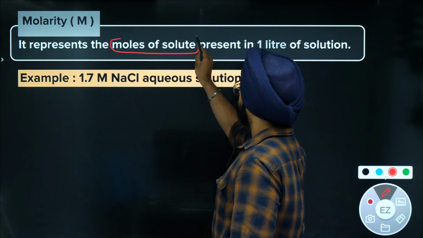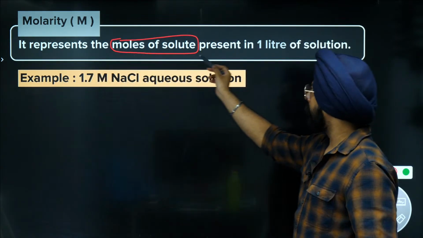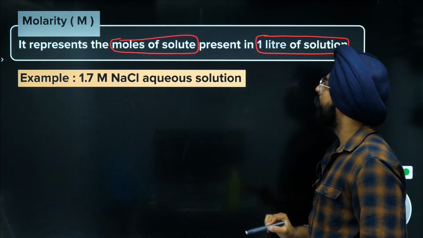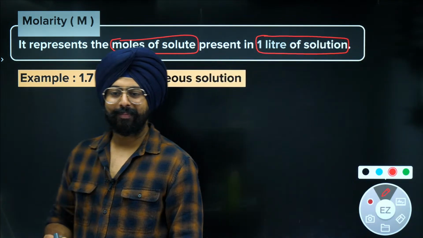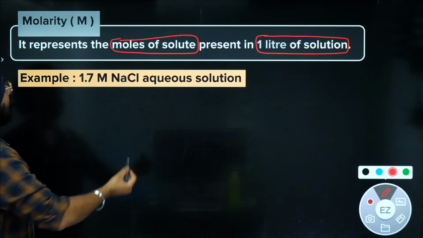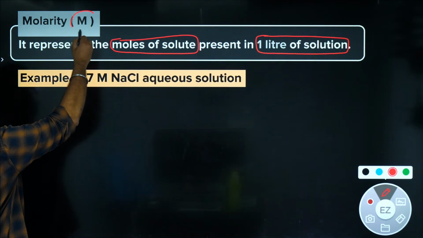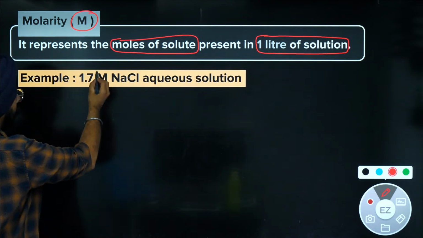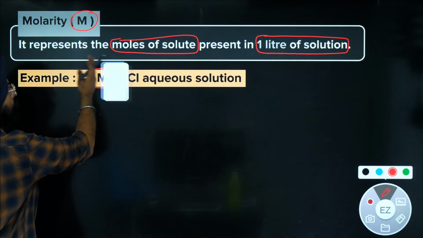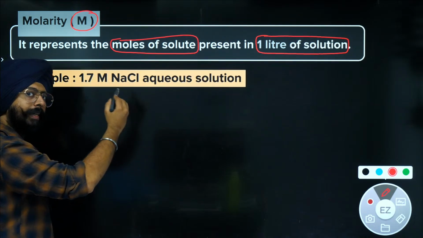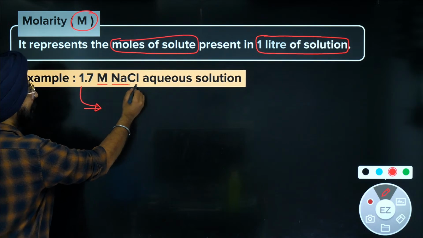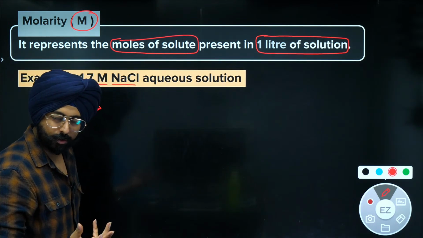Moles of solute present in 1 liter of solution. Molarity is always represented with a capital M. Can you see the capital M? So how do I read this? This basically means 1.7 molar NaCl. That's how I will pronounce it.